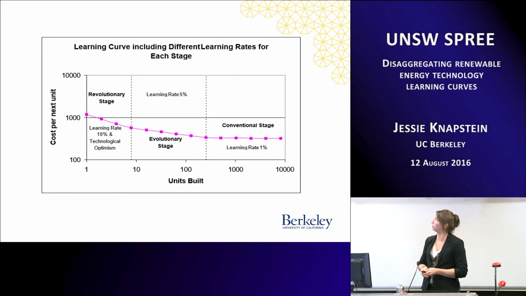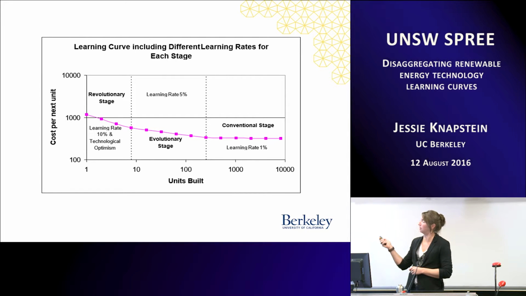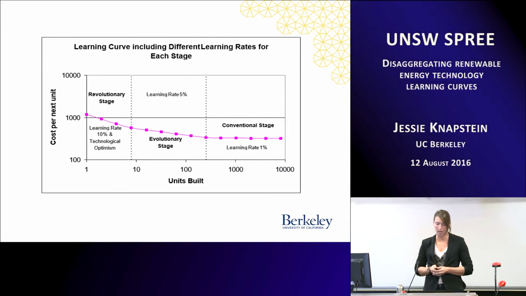So at the revolutionary stage, there's a baseline learning rate of 10%. At the evolutionary stage, it's 5%. And at the conventional stage, it's only 1%. And there are a number of different ways that those rates can change based on the certain technology. This is just the baseline, raw bones or straw man model.